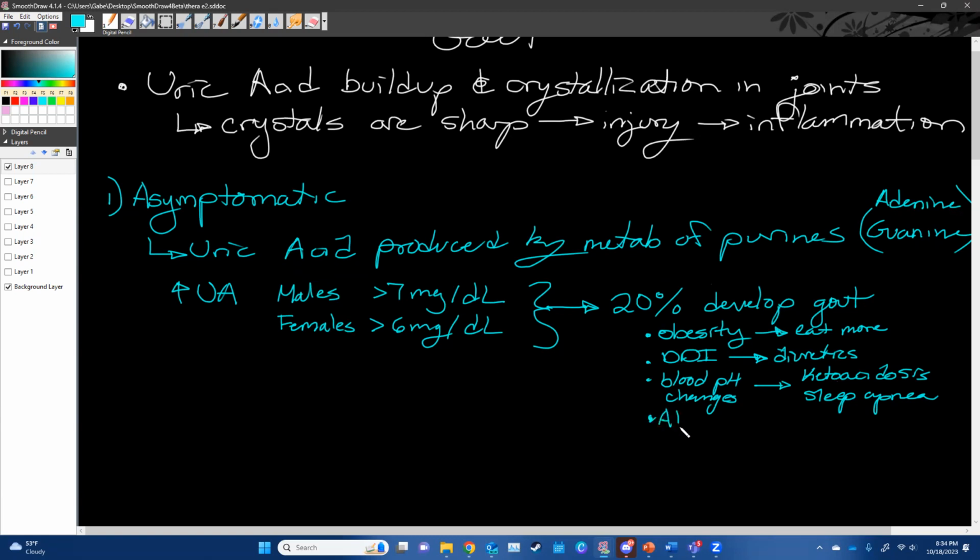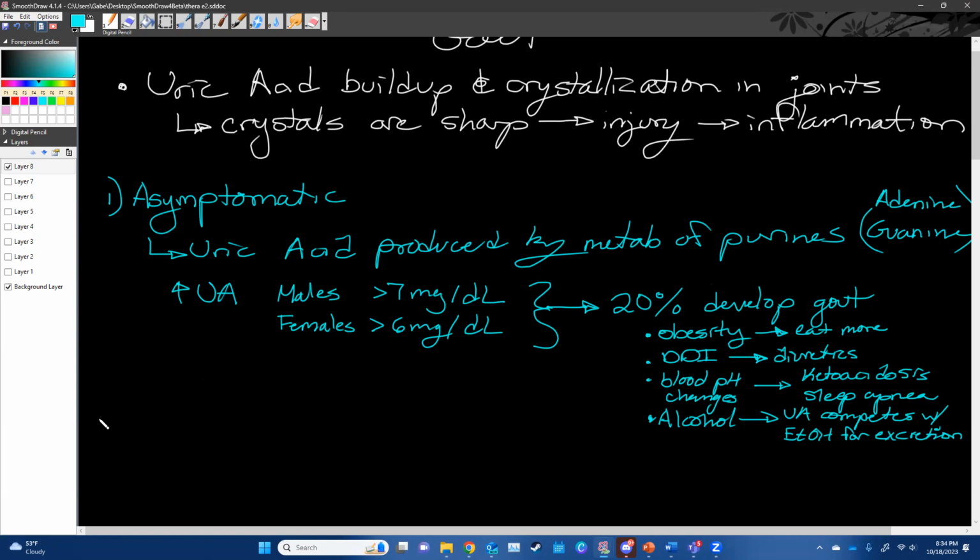Last one here is alcohol consumption. The reason is because uric acid competes with alcohol for excretion. So if it's competing with the alcohol, then that means that you are preventing it from being excreted. So these are some major risk factors. Alcohol wins because there's way more of it at the time.